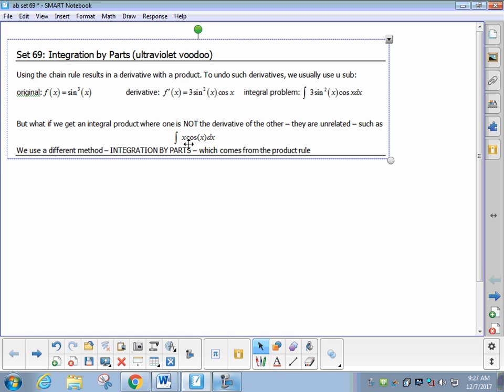Now here's the thing though. Yes, a product can come from chain rule, but there's another place we get a product derivative. What kind of derivative rule results in a product? Product rule, okay? So I get a derivative that gives a product also from the product rule. U sub doesn't undo that kind of derivative. That's what integration by parts does, all right?